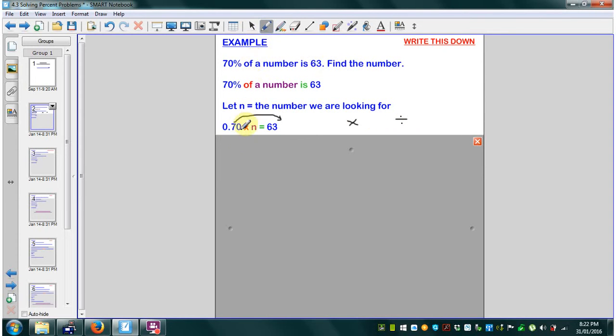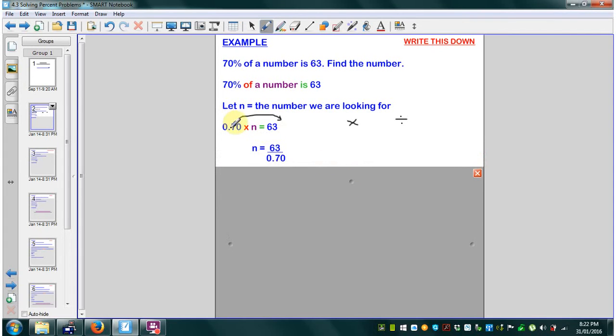Alright? So 0.70 times n equals 63. We want to get n by itself. So to do that, we're going to bring the 0.7 over and divide it. So we brought it over. We could have written it using this symbol, but I like to write my division as a fraction, which is perfectly fine. They mean the same thing, it's just a different way to write it. So n equals 63 divided by 0.70.